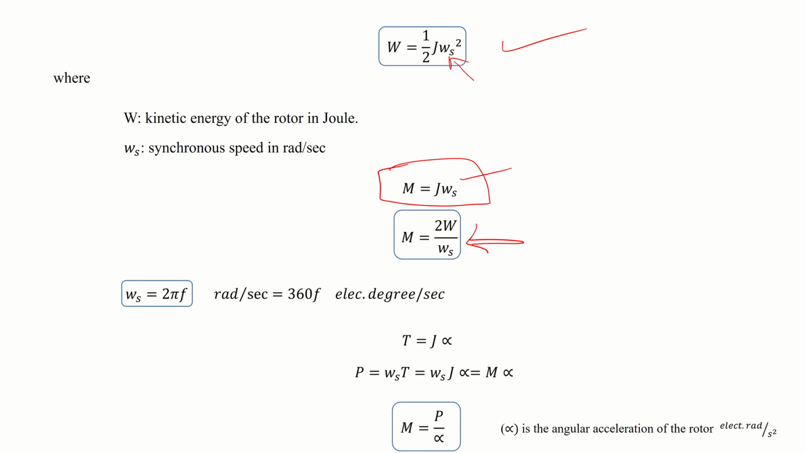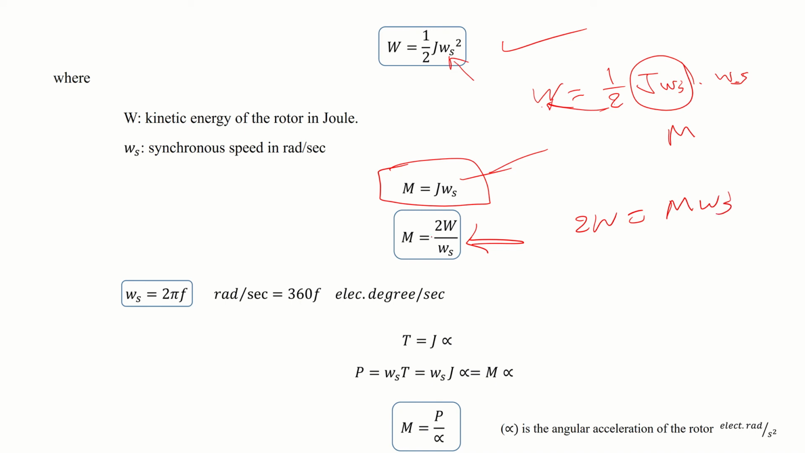And how do we get this equation? W is half J omega s multiplied by omega s. We just separate the omega squared into 2 omega. So this is represented as M, which is this one. So you multiply this here, and you will get 2 omega, and this is M omega s. So now if you want M, which is 2 multiplied by the kinetic energy of the rotor W over synchronous speed.